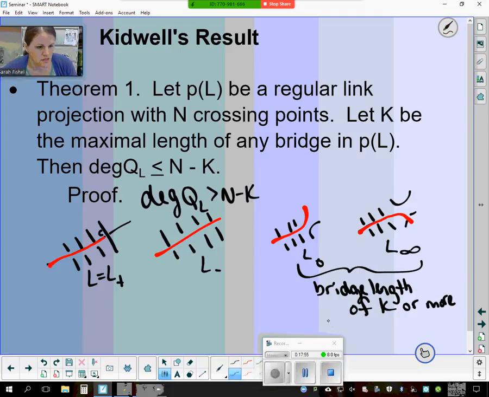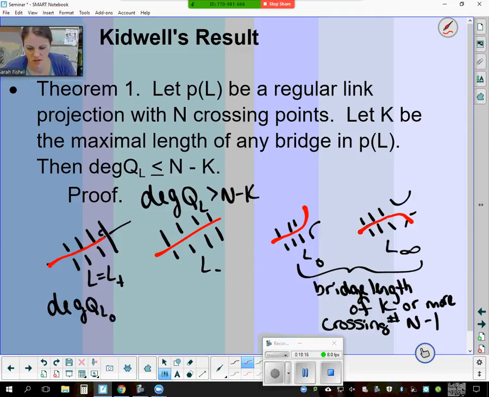The crossing number, our N, has to be N minus 1, because we have one less crossing in these two projections than we did in our original projection. So therefore, the degree of Q of L naught has to be less than or equal to N minus 1 minus K.